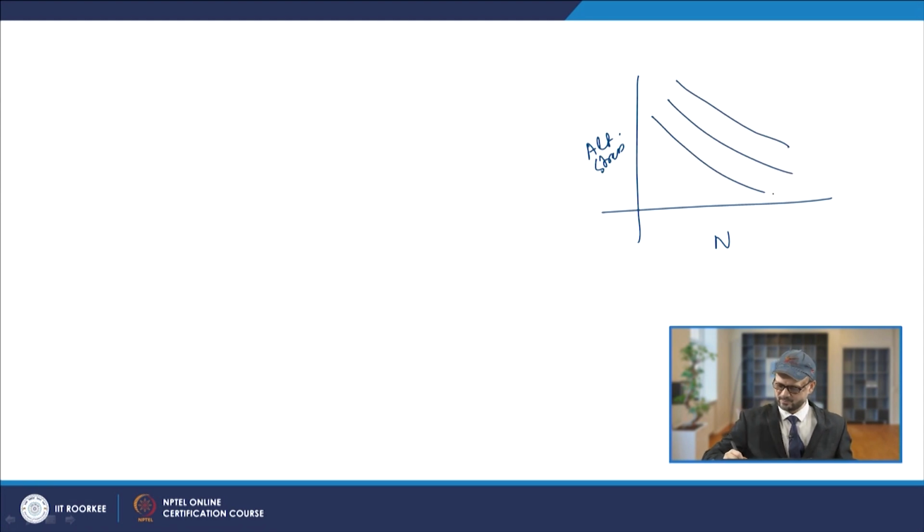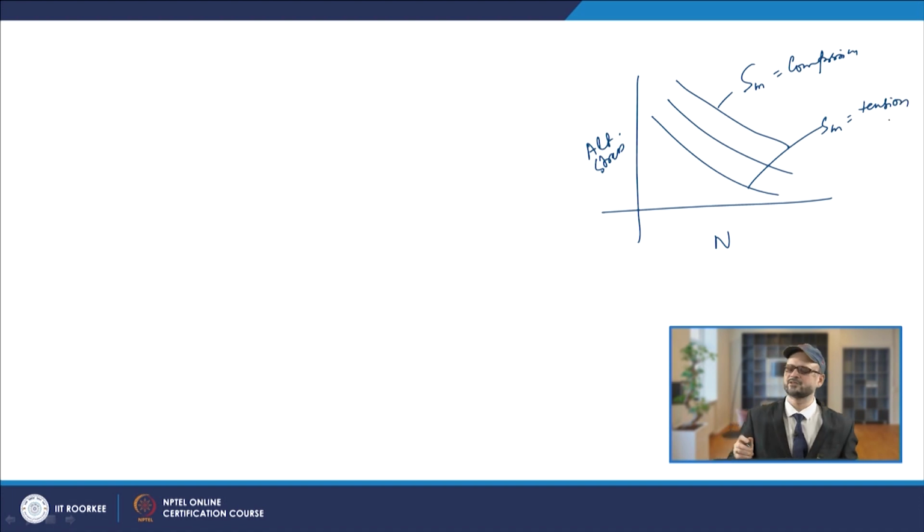That can be found out by looking at the values. Suppose you have the alternating stresses, and the number of cycles is N. What has been seen is that the curve will go like this. This will be SM when it is in compressive mode, and this is SM when it is tension. So, if the mean stress is in compression, then you will have more fatigue life.